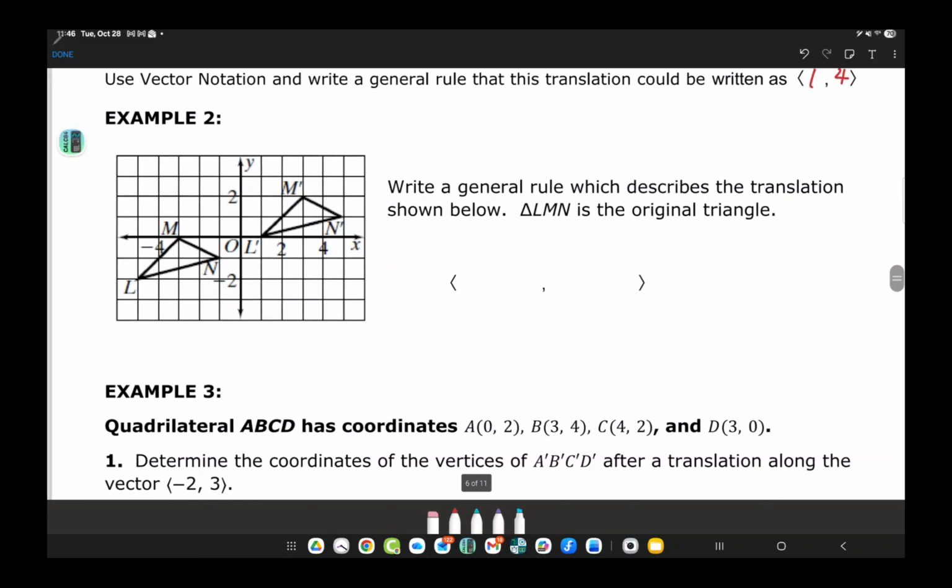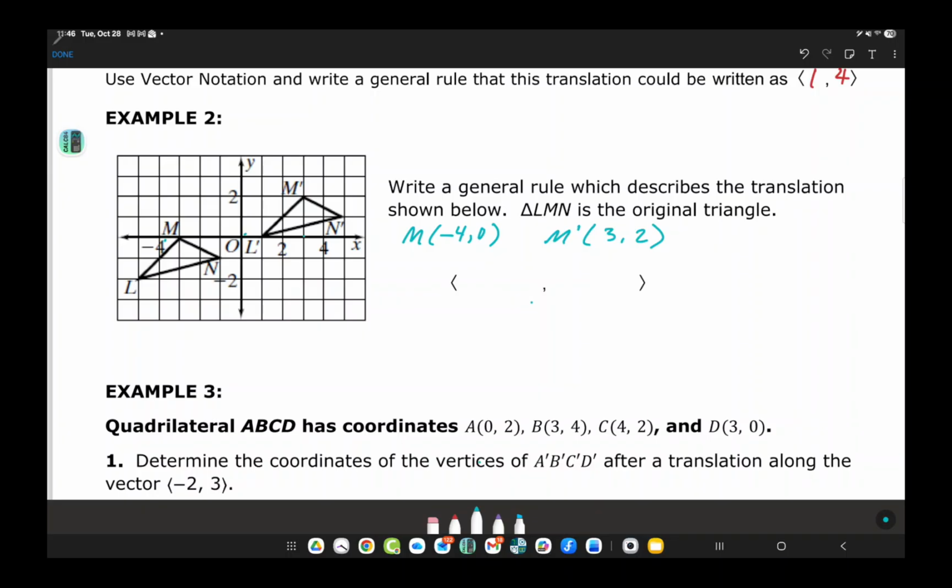All right, so here they just want us to create the general rule. We can do this a couple ways. One, we can list it out. So we know M is at -3, 0, and M prime is at 3, 2. So what's the change from -3 to 3? Sorry, that's -3, not -4. My bad. So a change from -3 to 3 is 6. And a change from 0 to 2 is 2.